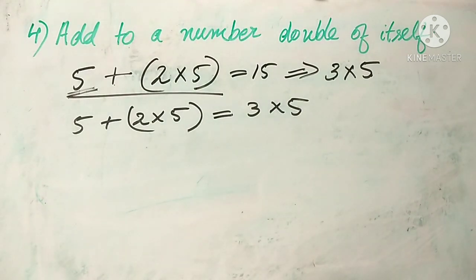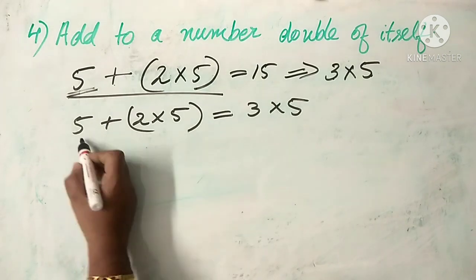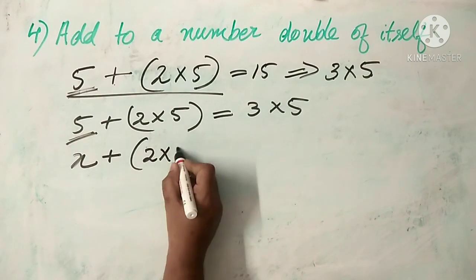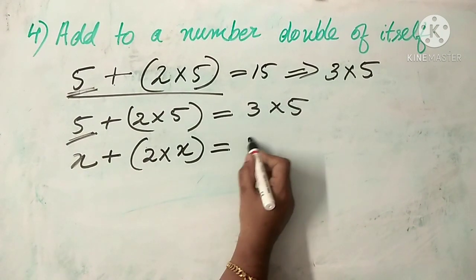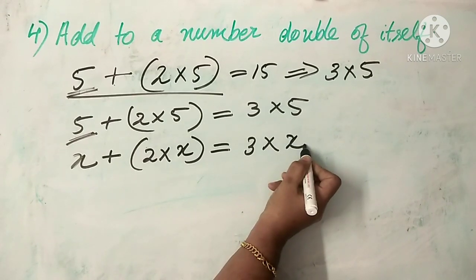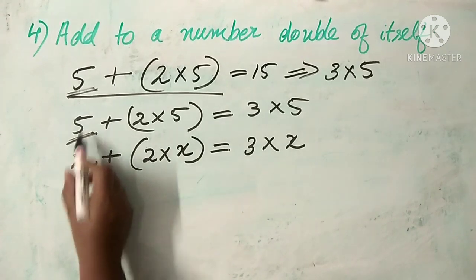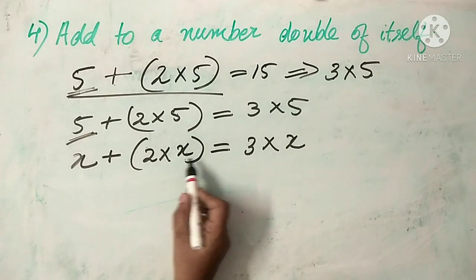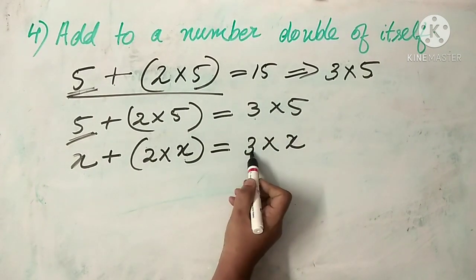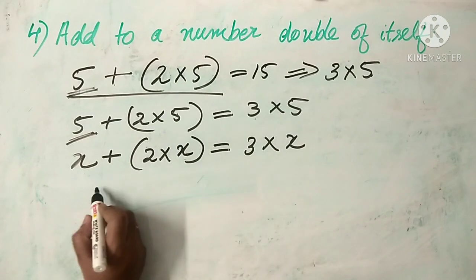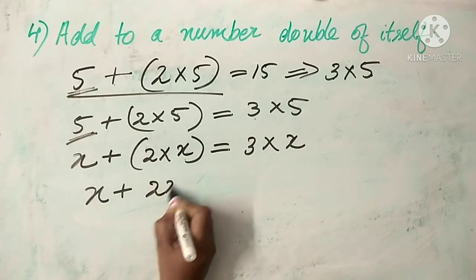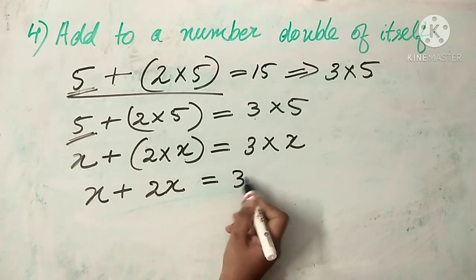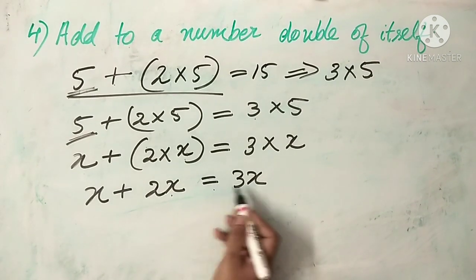Okay. Now in algebraic expression, we take this 5 as x. x plus 2 into x is equal to 3 into x. Instead of 5 we write x, plus 2 into x. This 2 into 5 we can write as 2 into x, equal to 3 into 5, which we write as 3 into x. So we can write this expression as x plus 2x, 2 into x is 2x, is equal to 3 into x is 3x. x plus 2x is equal to 3x.